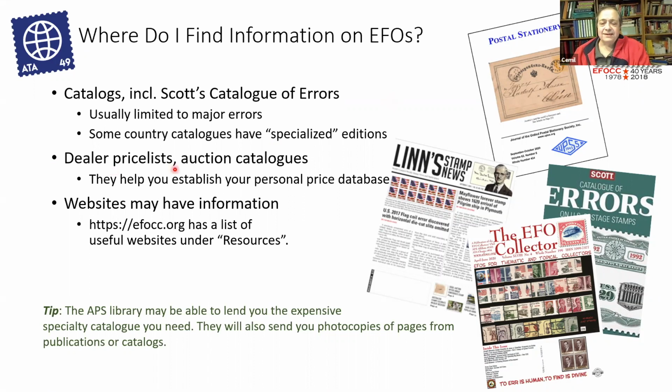Dealer price lists and auction catalogs mention EFOs very frequently. So it's good to look at them and make notes, because at some point you will end up creating your own personal price database. For example, for a perforation on this one, I saw it for $15, and here I found it for $250. You know that you have a discrepancy, and you know to go for the cheaper one.